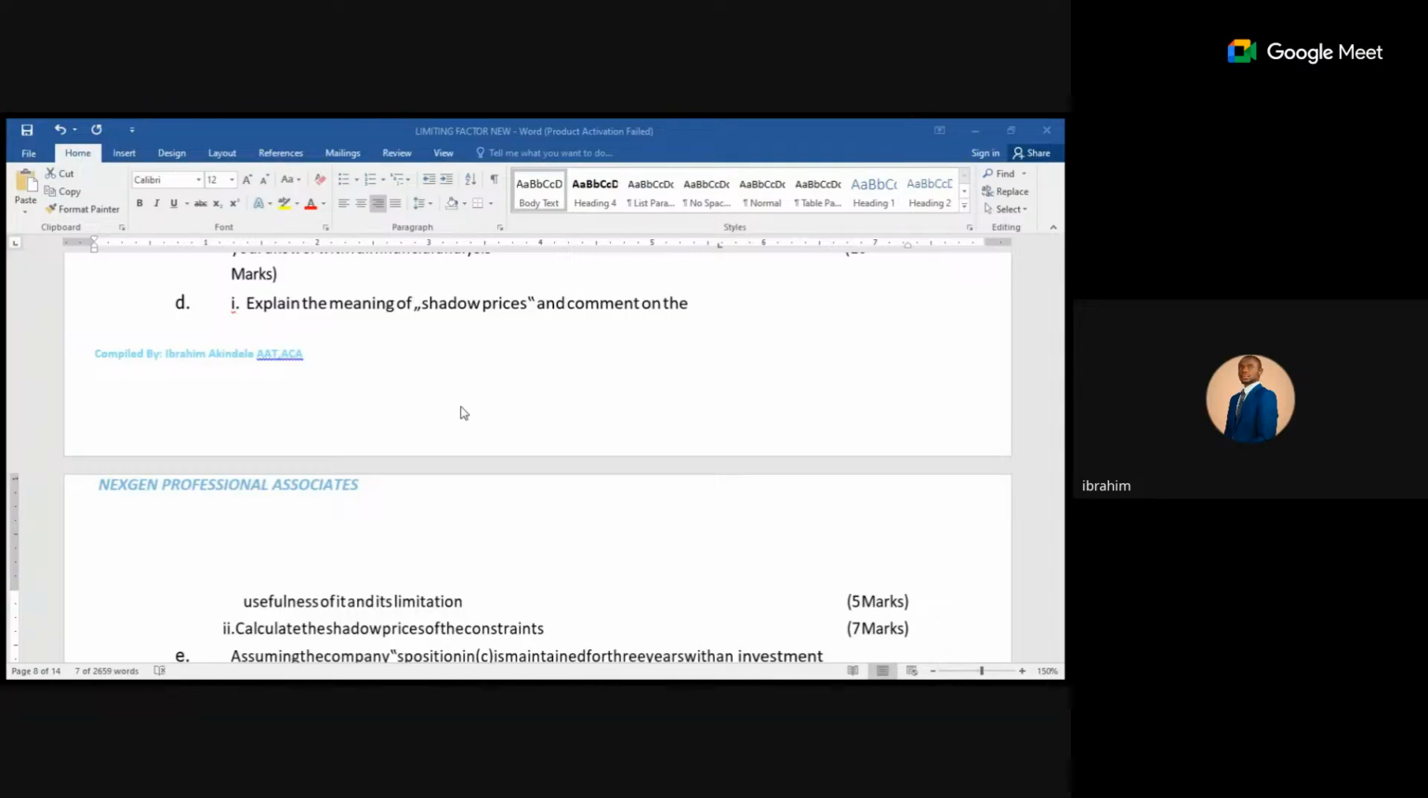Okay, Rejoice. So shadow price is that additional contribution or profit a company will have if they are able to make an additional 1 unit of a scarce resource available, like what they will get if they are able to make that scarce resource available for that production. Thank you. Makes sense.